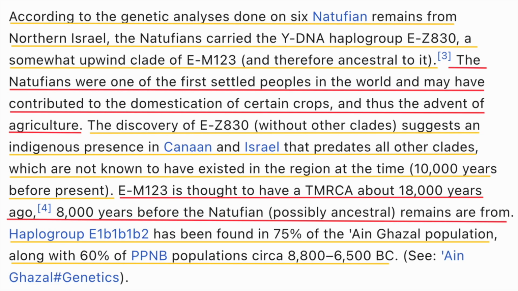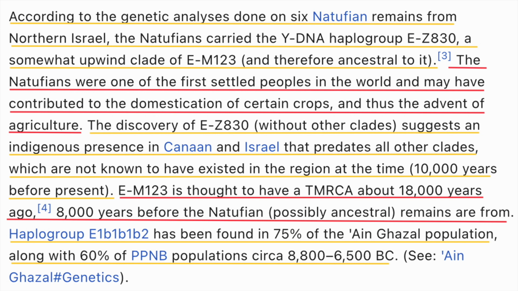According to the genetic analysis done on 6 Natufian remains from northern Israel, the Natufians carried the Y DNA haplogroup E-Z830, a somewhat upwind clade of E-M123, and therefore ancestral to it. The Natufians were one of the first settled peoples in the world, and may have contributed to the domestication of certain crops and thus the advent of agriculture.